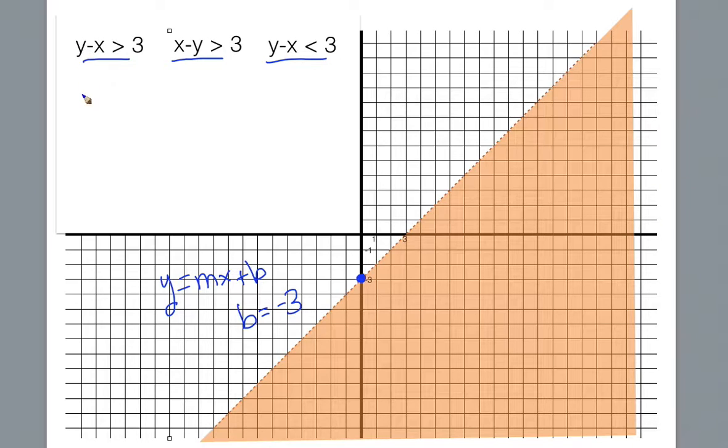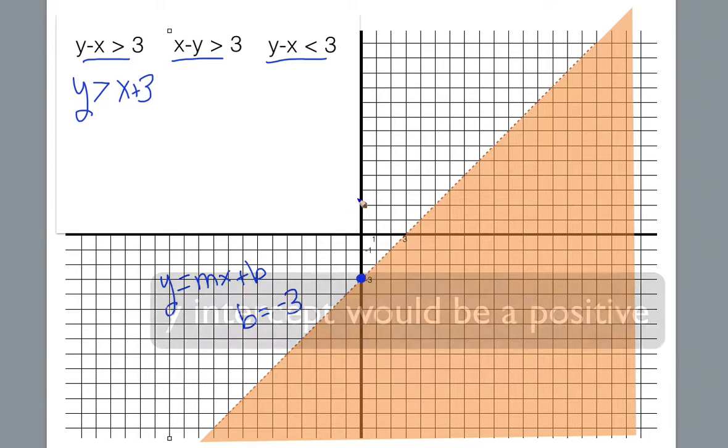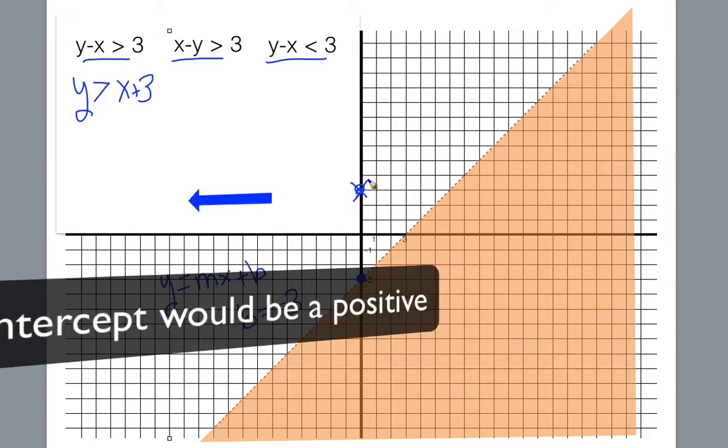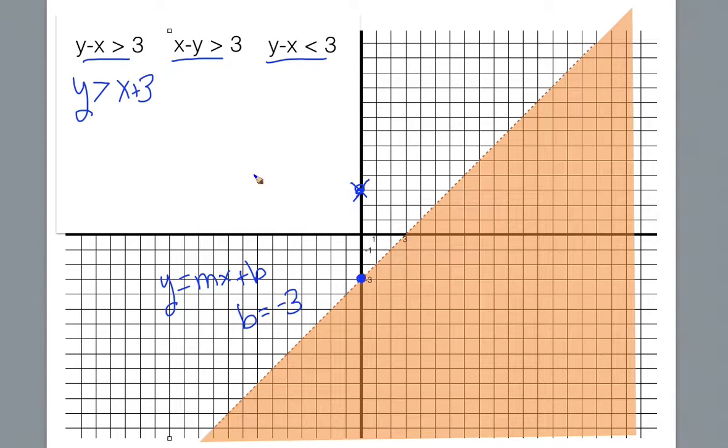Okay, so this one right here, I'm going to add x to both sides, and that'll leave me with y is greater than positive x plus 3. So that is not this line here, because my b is a positive 3. My intercept would have been over here. Okay, so that's not going to work for us. Okay, all right. So let's take a look at the next one. Let me change colors here.